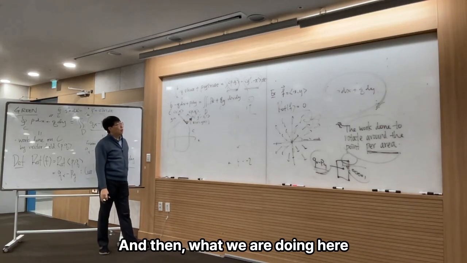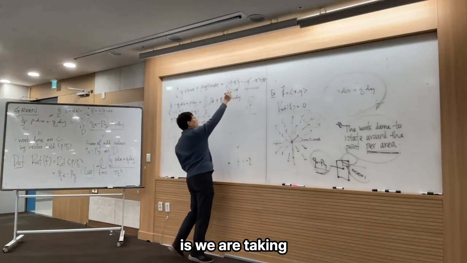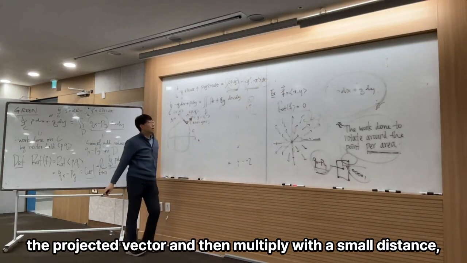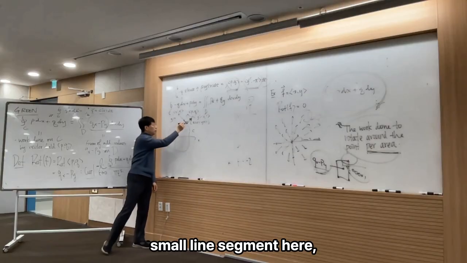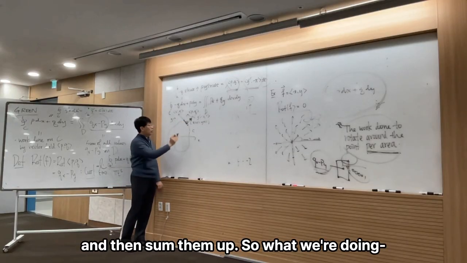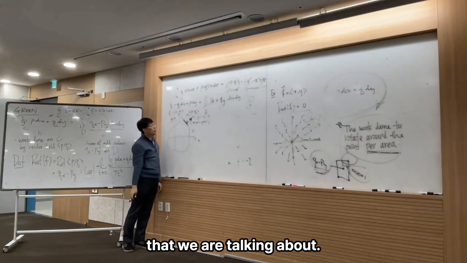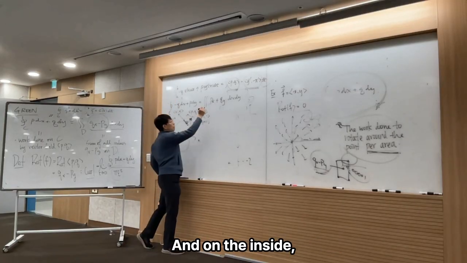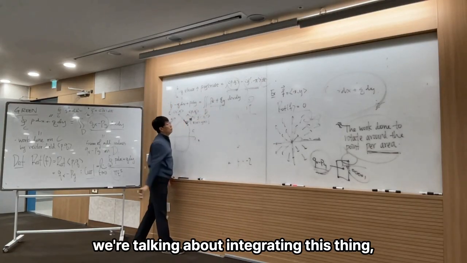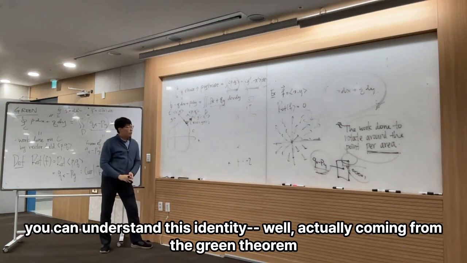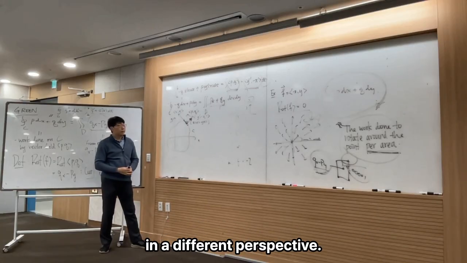And then what we are doing here is we're taking the projected vector and multiplying with a small line segment, and then summing them up. That's the left-hand side that we are talking about. And on the inside, we're integrating this thing, p_x plus q_y. So we can understand this identity, actually coming from Green's theorem, in a different perspective.